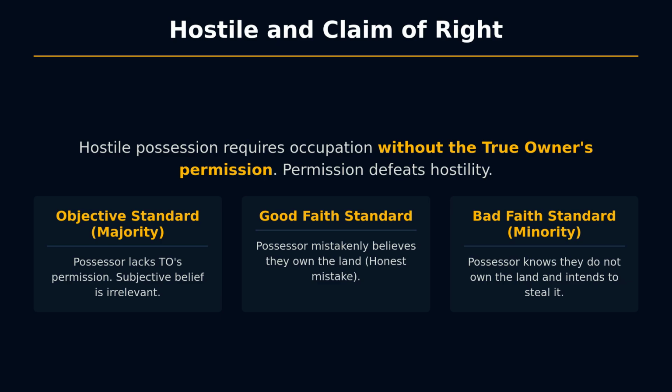The objective standard, which is the majority rule, requires only that the possessor lacks permission, making the possessor's subjective belief about ownership irrelevant. The good faith standard requires the possessor mistakenly believe they own the land, acting under an honest mistake. Conversely, the bad faith standard, a minority rule, requires the possessor know they do not own the land and specifically intend to steal it from the true owner.